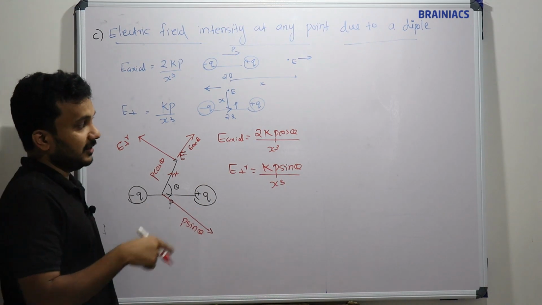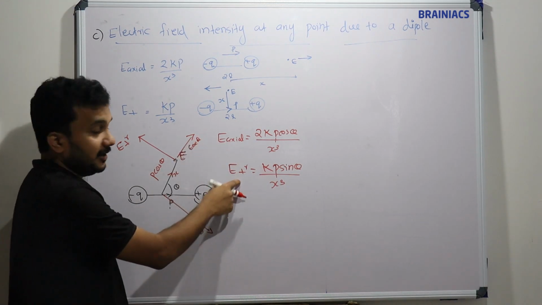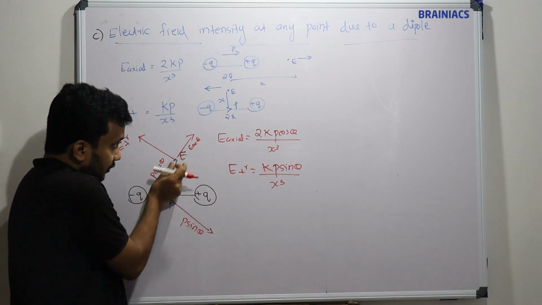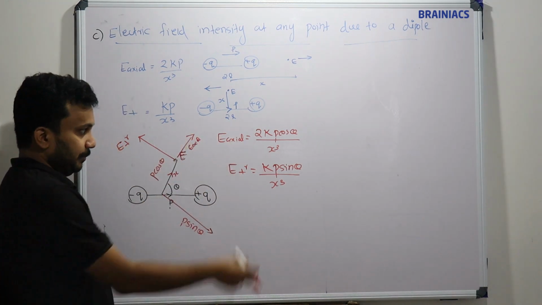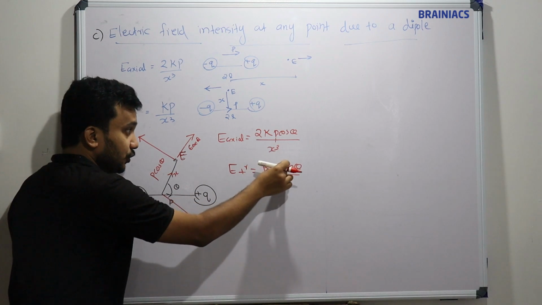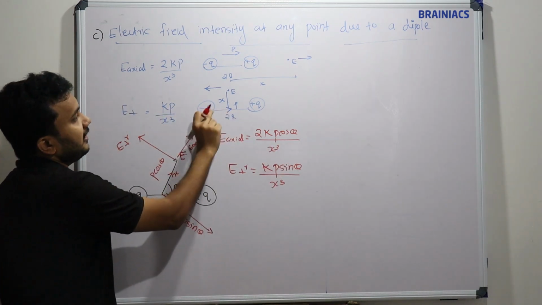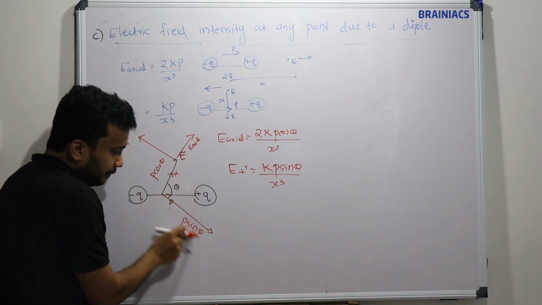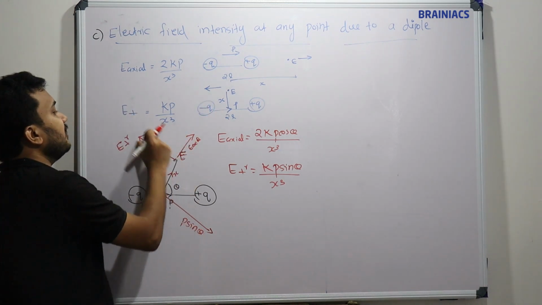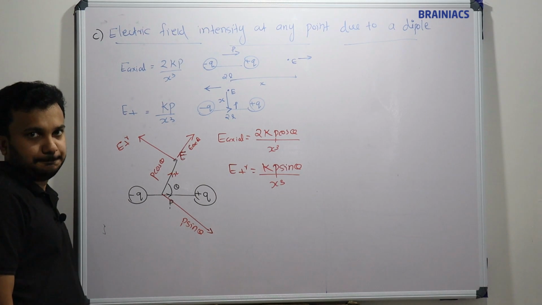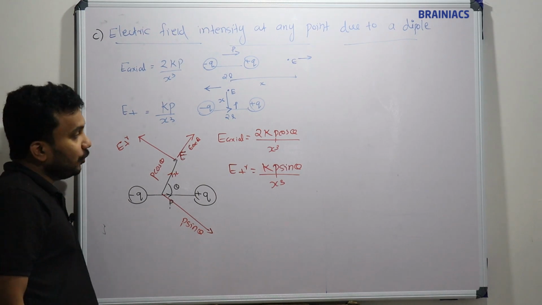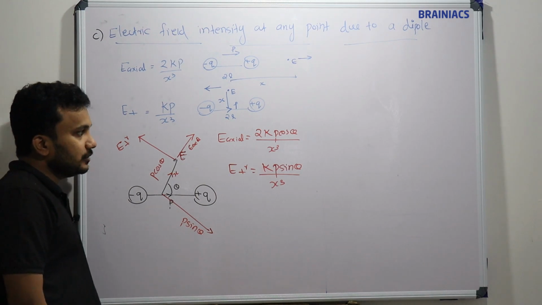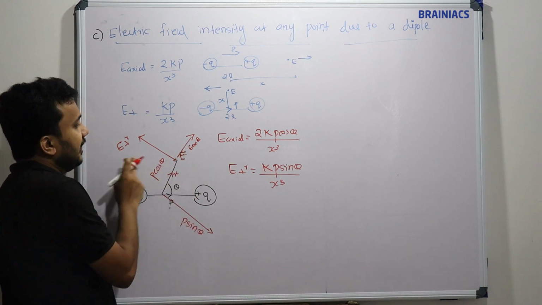Now we have to mark the direction of axial and perpendicular. The axial electric field is along the direction of P cos theta. The perpendicular direction is opposite to P sine theta. Here, opposite to P, right? This is the P direction, and we are marking opposite to that. So this is the P sine theta direction, and we are marking E perpendicular opposite to that. Okay. So now we have two things, the axial electric field and the perpendicular.